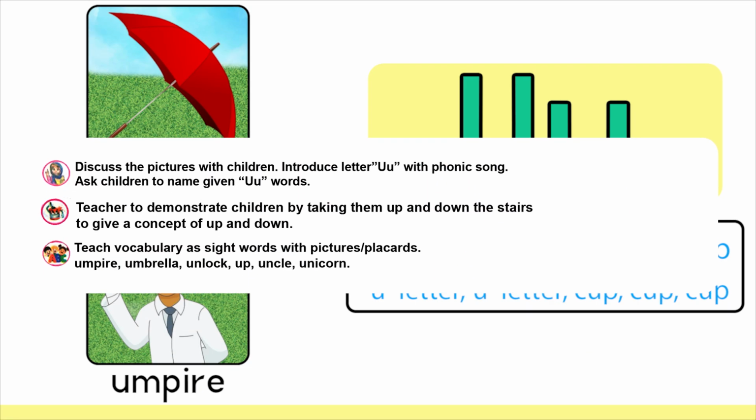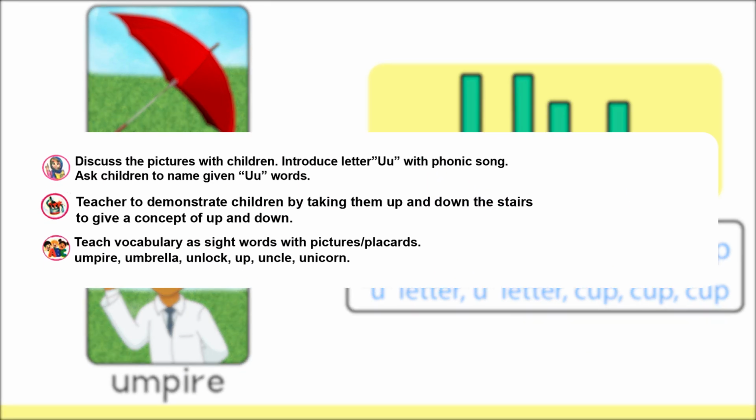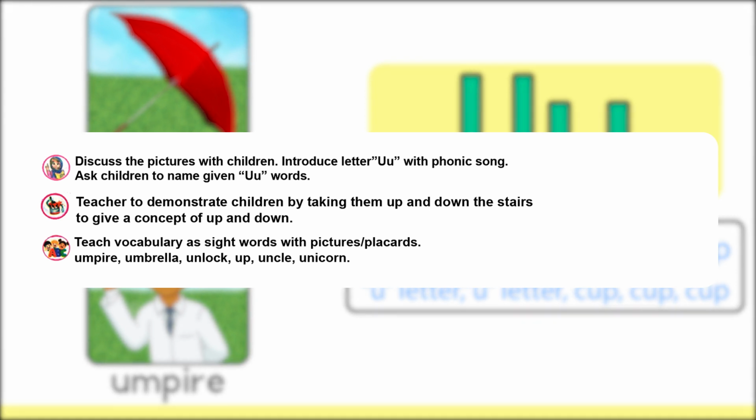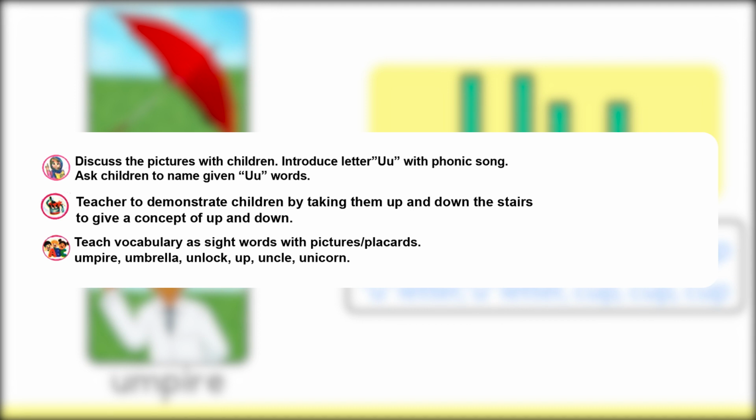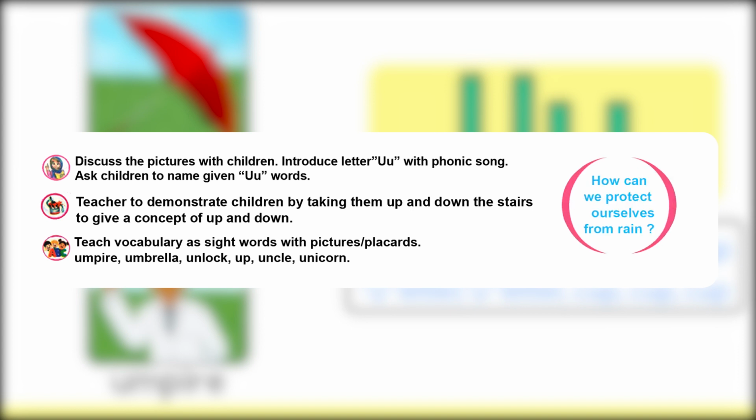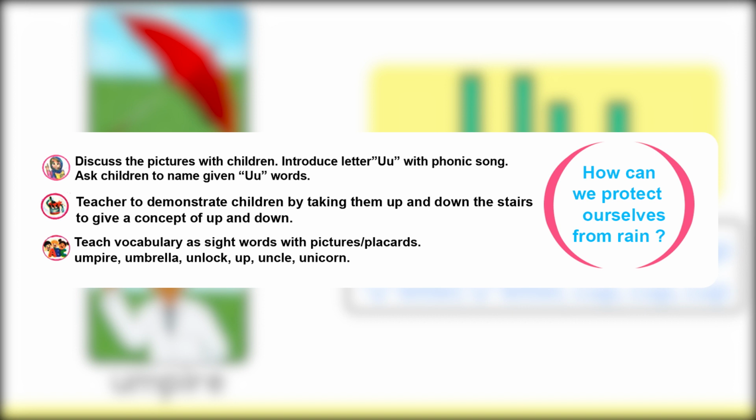Bravo! Dear teachers, discuss the pictures with children. Introduce letter U with phonic song. Ask children to name given U words. Teacher to demonstrate children by taking them up and down the stairs to give a concept of up and down. Teach vocabulary as sight words with pictures or play cards. Repeat the words umpire, umbrella, unlock, up, uncle, unicorn. How can we protect ourselves from rain?